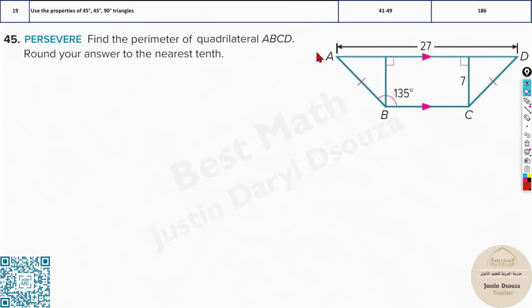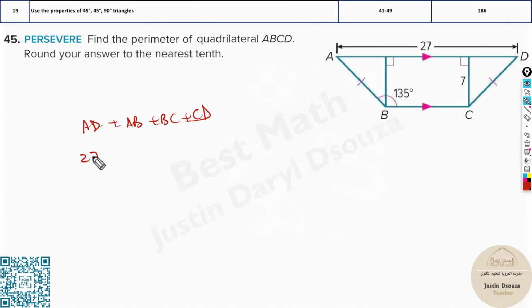Now the problem, we have to find the perimeter of this quadrilateral and round to the nearest tenth. Now you might be thinking why there is a quadrilateral. It's about triangles, but you can see there are two triangles as well. This length is given. Perimeter is just all the sides. Add up all the sides. AD plus AB plus BC plus CD. That will be the perimeter.